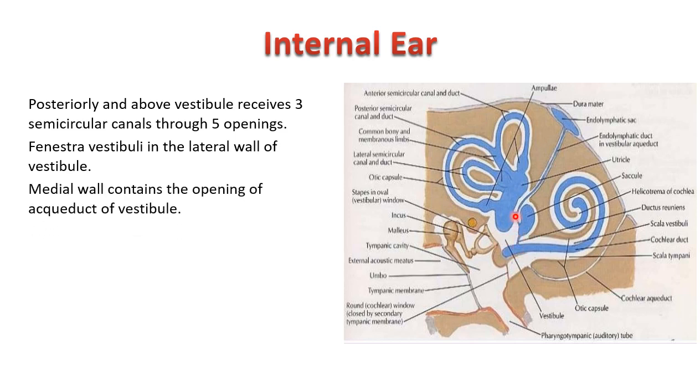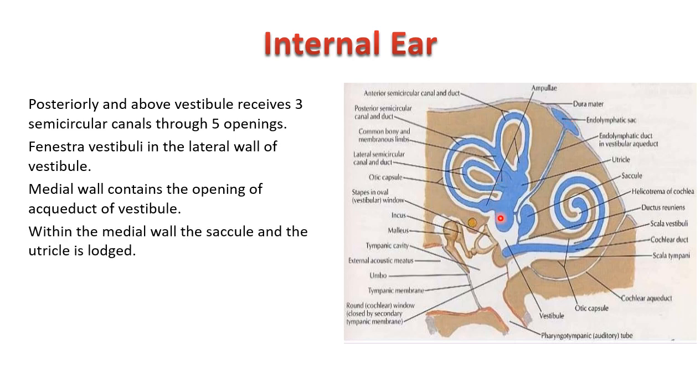Medial wall contains the opening of the aqueduct of vestibule. So this is actually the aqueduct of vestibule, which will have the endolymphatic duct, which is a part of the membranous labyrinth. That endolymphatic duct will end in a blind saccule, the endolymphatic sac or saccus.